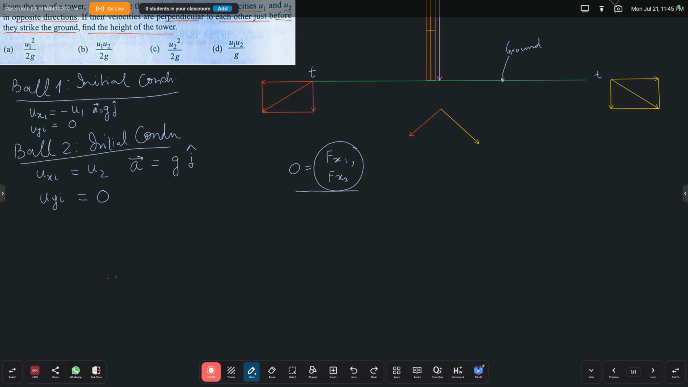So if we say this position is A and this one is B, at A the component of velocity in the x direction will remain the same for ball 1, and for ball 2 at B it will be the same because of this. Now we should write the equation for ball 1 and ball 2 in the vertical direction.